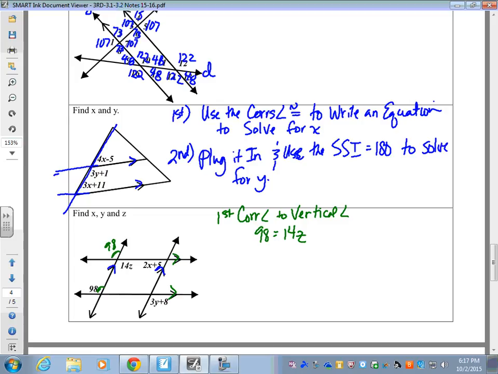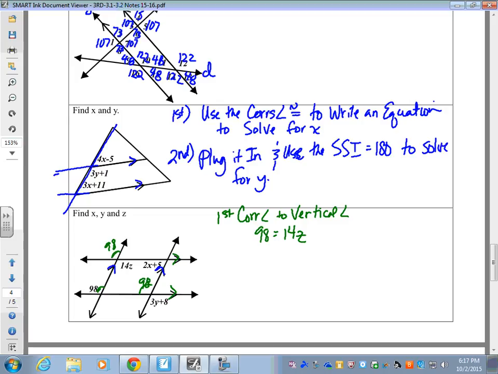Now since we have two sets of parallel lines, this 98 also corresponds over here. And so I can use that to solve for y. And then since that's 98, I know that there's many ways to get to this answer, but I want to see if you can find a way to solve for x. Using that, we have either alternate interior or same side interior, and solve for x.